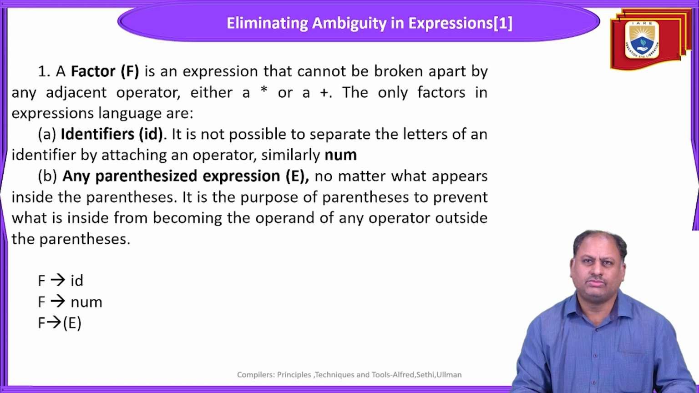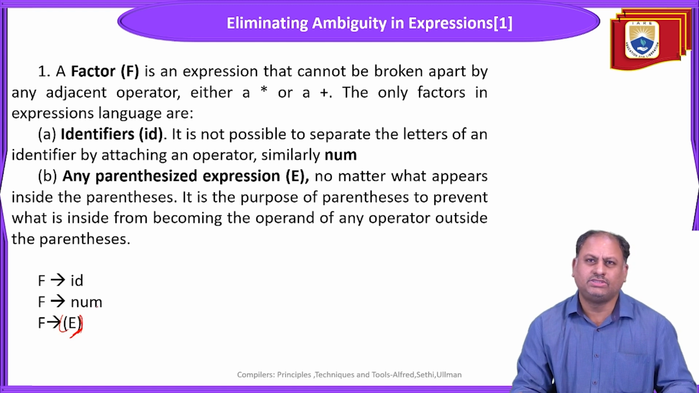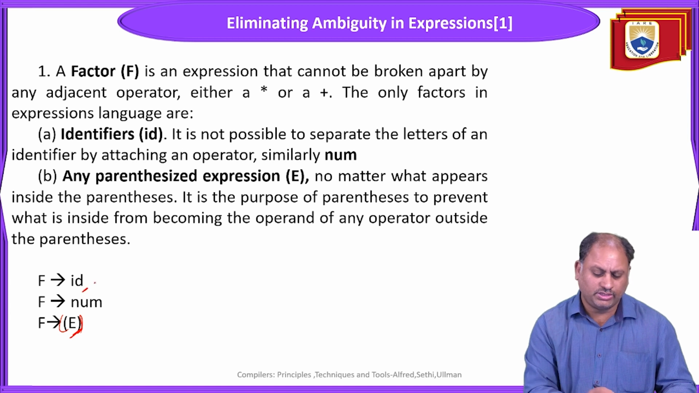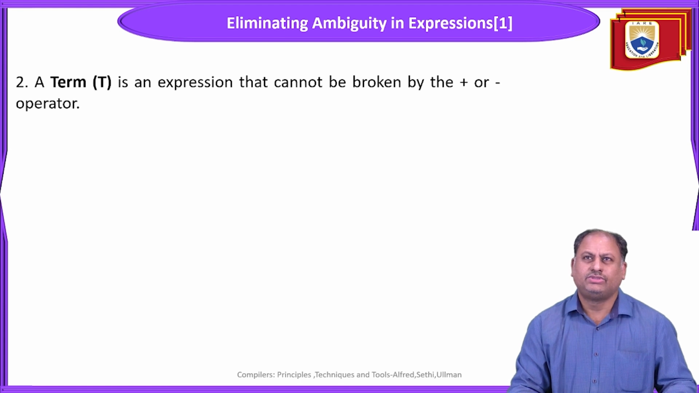So here these two derivations: F derives id, F derives num. The expression is to be specified inside parenthesis notation, so the parentheses protect it from outside operators; any operands outside are to be avoided, and the expression is considered within the parentheses. That's why a parenthesized expression is required. And the identifier is described as the separation of the letters from any operator. So these are the notations used for elimination of ambiguity in expressions.